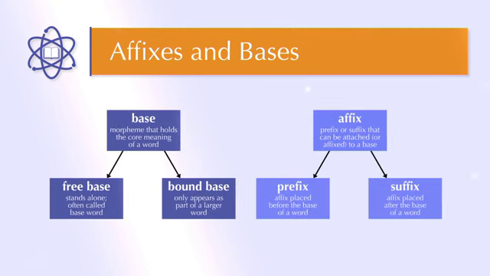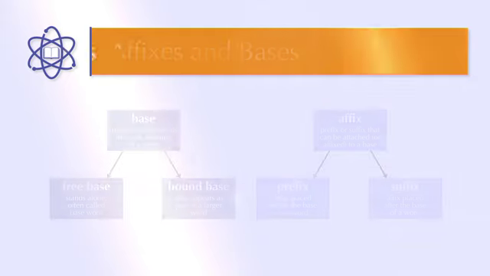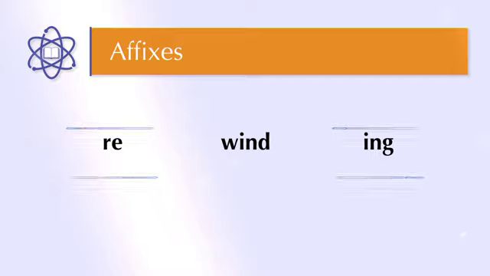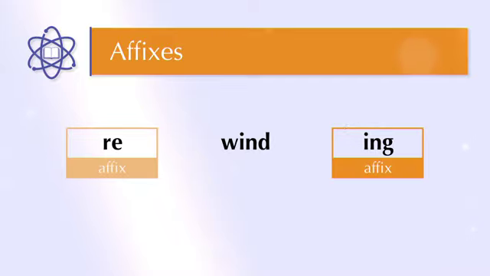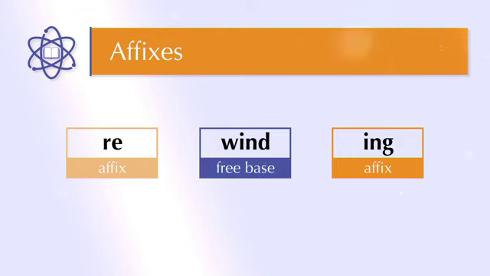Affixes are prefixes or suffixes that can be attached or affixed to a base. In rewinding, RE and ING are affixes. They're both affixed to the base, wind. And wind, by the way, is a free base because, as you can tell, it's a real word. A prefix is an affix placed before the base of a word, while a suffix is an affix placed after the base of a word. In rewinding, RE is a prefix, while ING is a suffix.